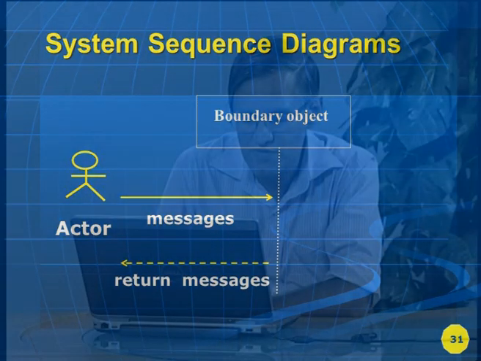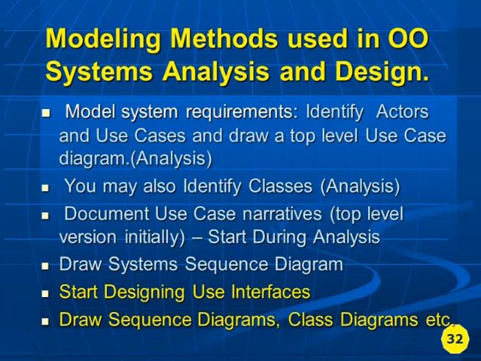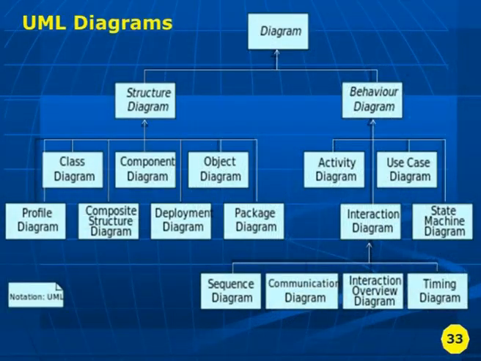No object interaction specified. Then modeling methods used in object-oriented analysis and design: identify actors, use cases, and draw the top-level use case diagram, which will be the first step you do in analysis in the modeling. You may also identify classes, and draw and document use case narratives, top-level initially. You may start during analysis. Then drawing the system sequence diagram. Then you start designing the user interface, the sequence diagrams you draw, and the class diagrams. So these are the other UML diagrams that you can draw.